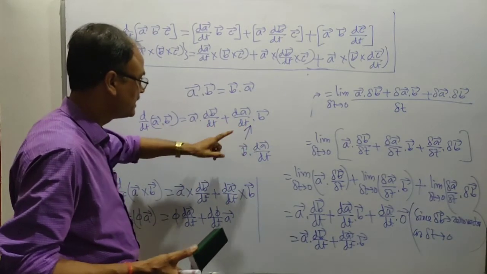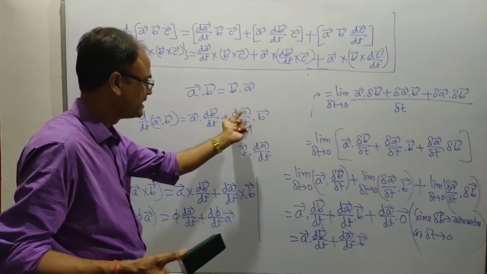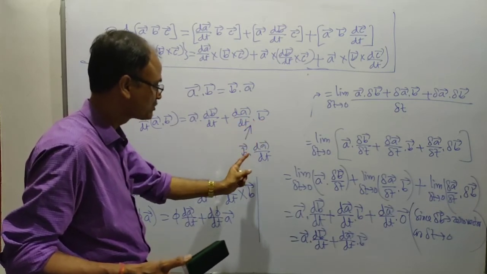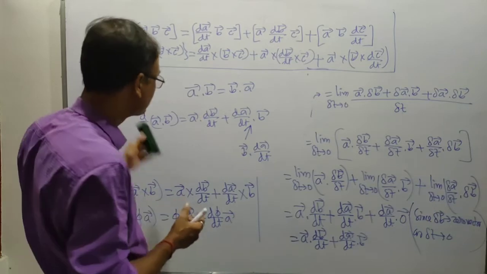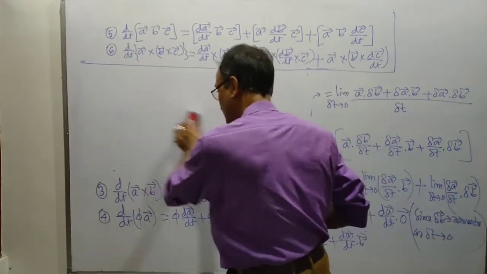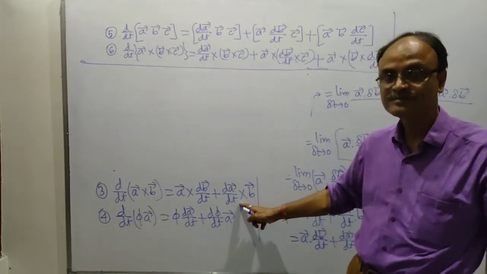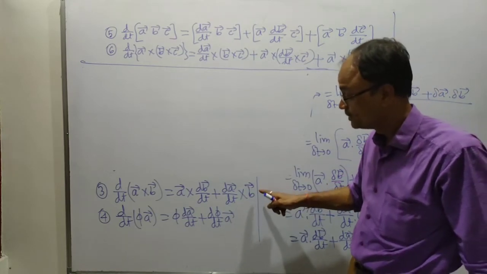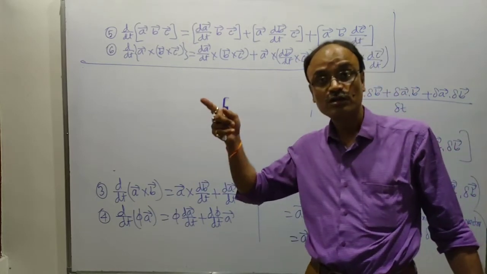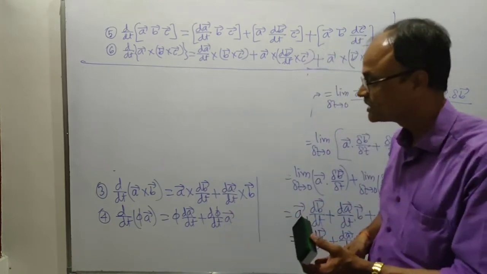Just remember this one. In the case of d A vector by dt dot B vector, you may write B vector dot d A vector by dt. But in number 3, you cannot write like this. You must write d A vector by dt first, because if you write B vector cross d A vector by dt, then A cross B equals minus B cross A.